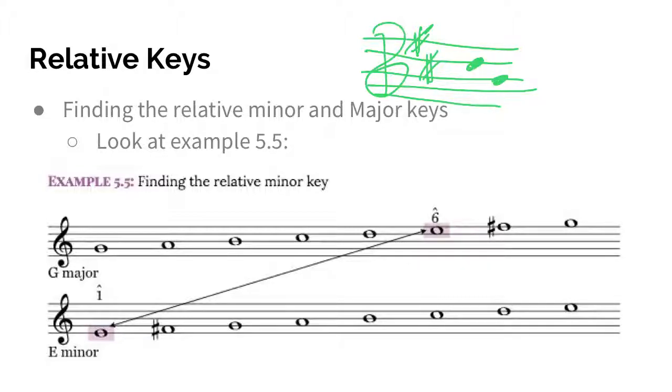So if you look below at example 5.5, this gives us the example for G major and E minor. If we want to figure out what our relative key is from G major, you look at the 6th scale degree. As you notice, the 6th scale degree is E. So G's relative minor is E minor. E minor's relative major is G. And you can look at the 3rd scale degree in minor to figure out its relative major key.